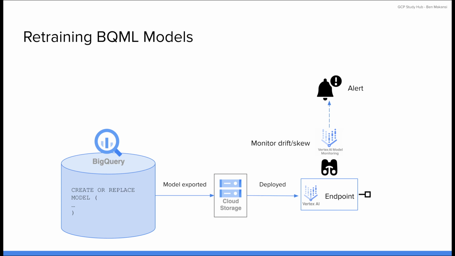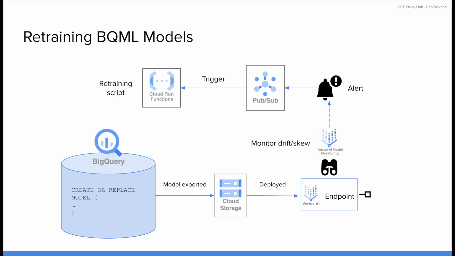an alert. This alert can then send a message to Pub/Sub. As we have talked about before, Pub/Sub can be a trigger for Cloud Run functions. So we can do that here. The Pub/Sub message triggers a Cloud Run function, and this function can contain our script to start retraining in BigQuery.